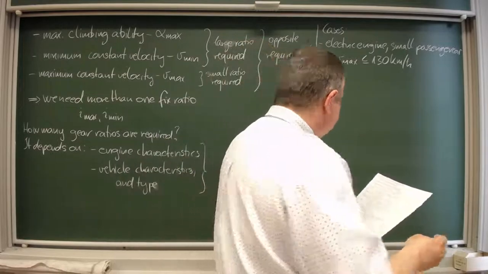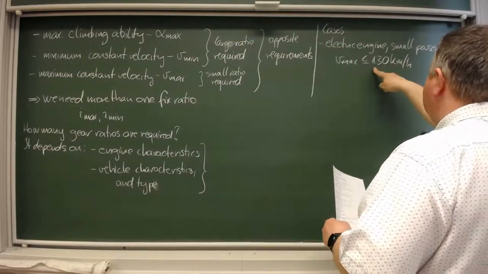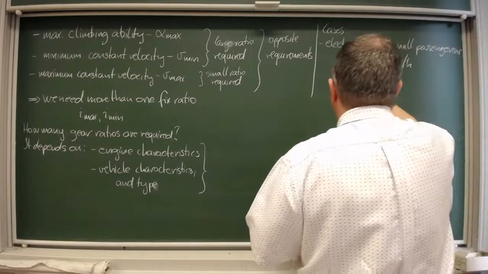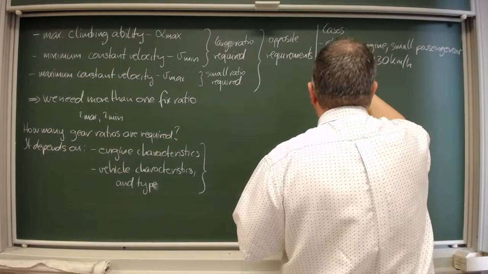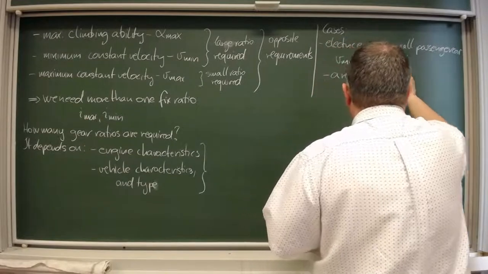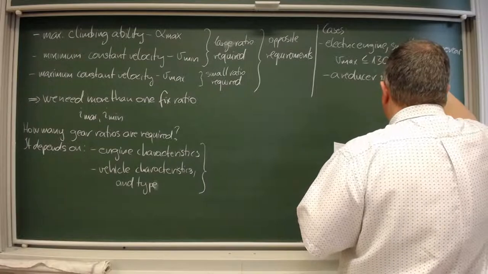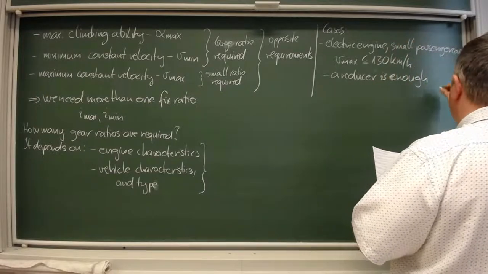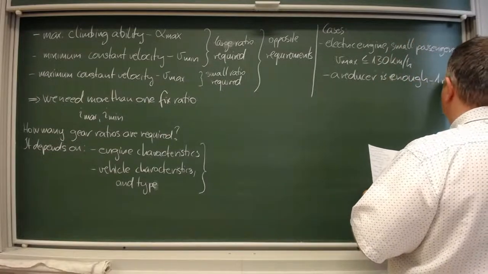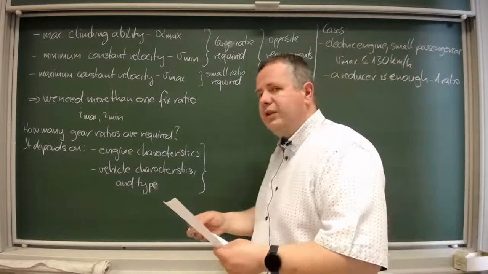So, here, electric engine, small passenger car, Vmax is relatively small, then a reducer is enough. And you get one ratio, one gear ratio, and nothing more.